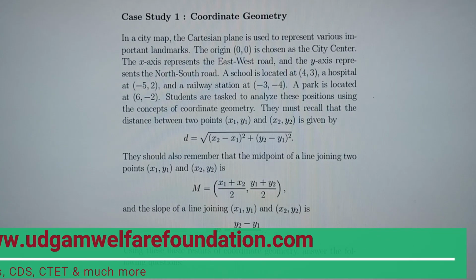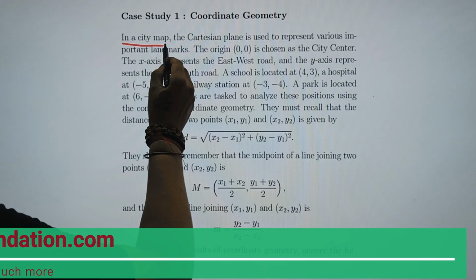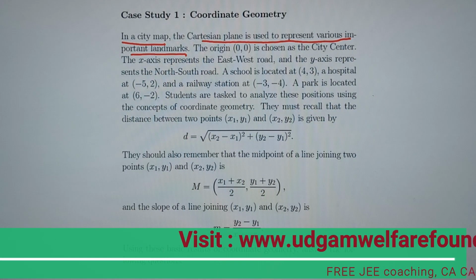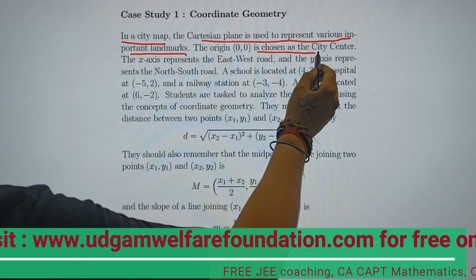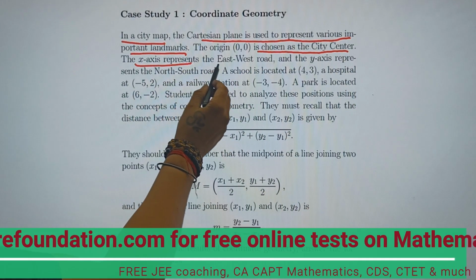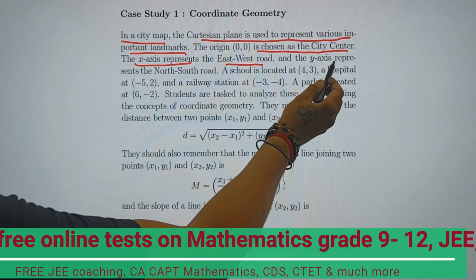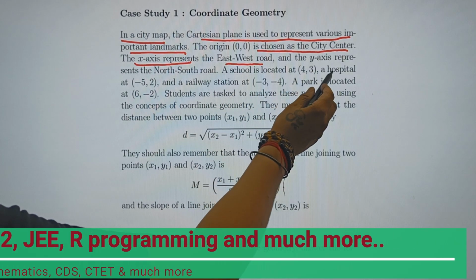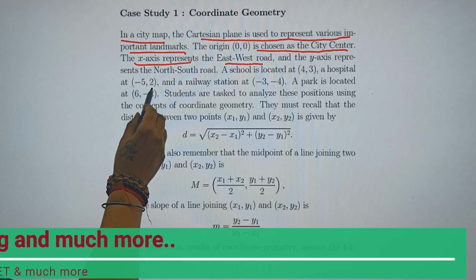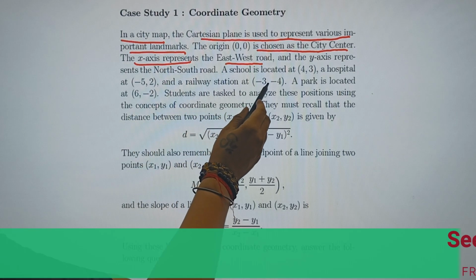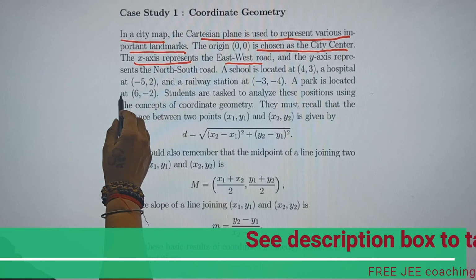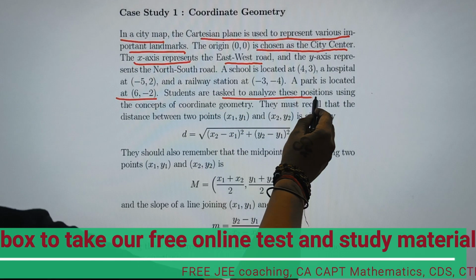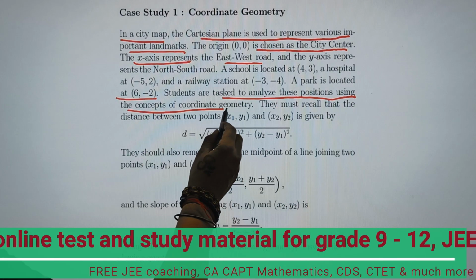So students, this is our first case study on coordinate geometry. In a city map, the Cartesian plane is used to represent various important landmarks. The origin (0, 0) is chosen as the city center. The x-axis represents the east-west road and the y-axis represents the north-south road. A school is located at (4, 3), a hospital at (-5, 2), and a railway station at (-3, -4). A park is located at (6, -2). Students are tasked to analyze these positions using the concept of coordinate geometry.